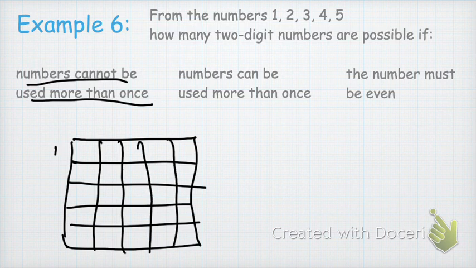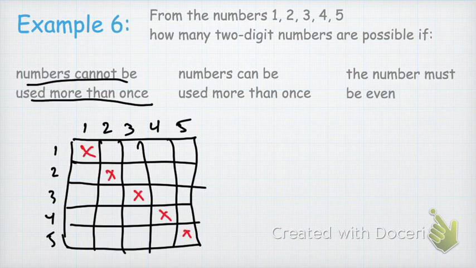So we've got 1, 2, 3, 4, and 5 as our tens digits, and 1, 2, 3, 4, 5 as our ones digits. And if numbers can't be used more than once, then that means these guys are not allowed, right? Because a 1 and a 1 or a 2 and a 2 would be repeating a number. So that means there's 25 total possibilities, which I got by doing 5 times 5. And then if I take away these 5 options, so 25 minus 5, that would be 20 possibilities.